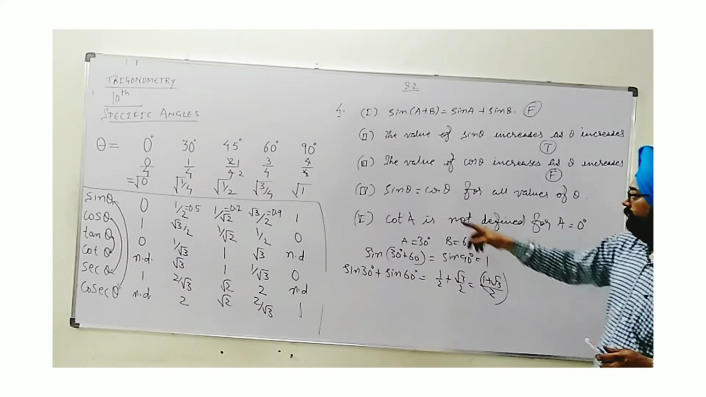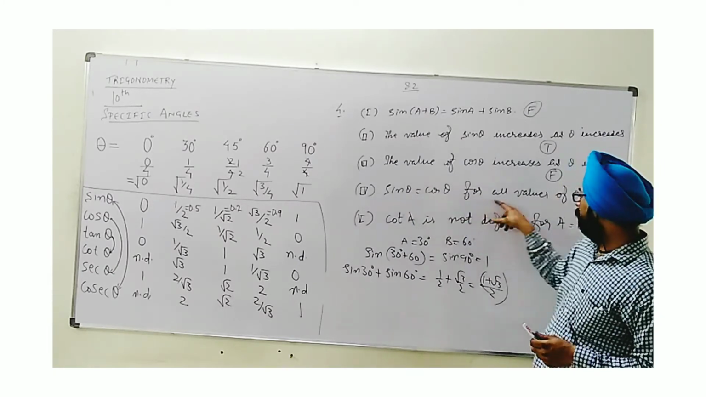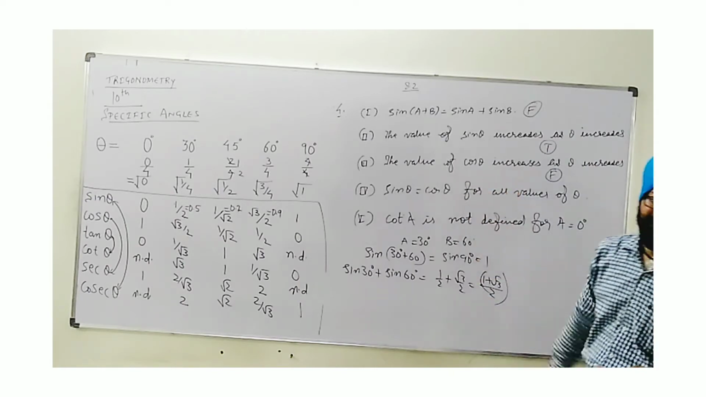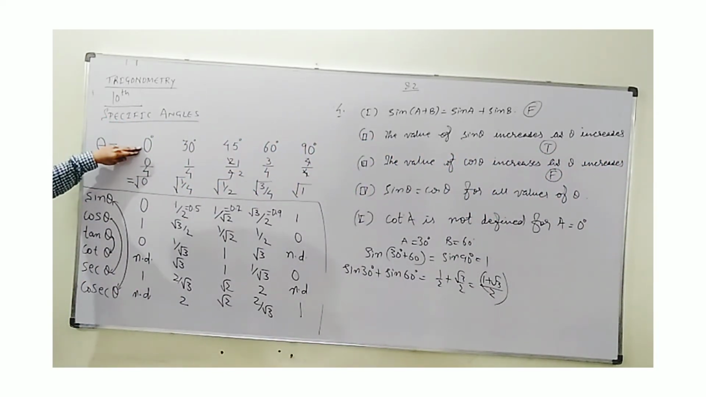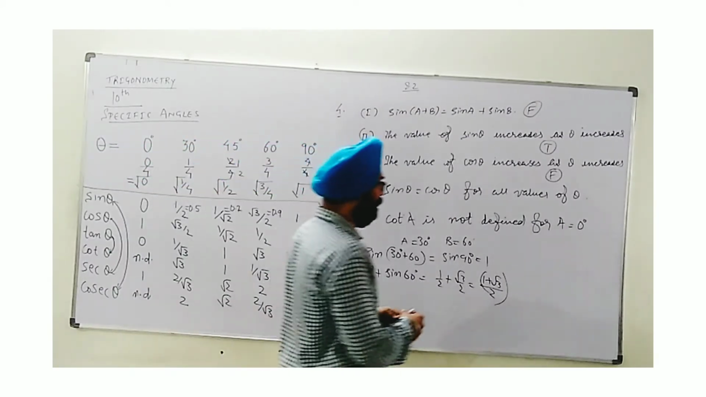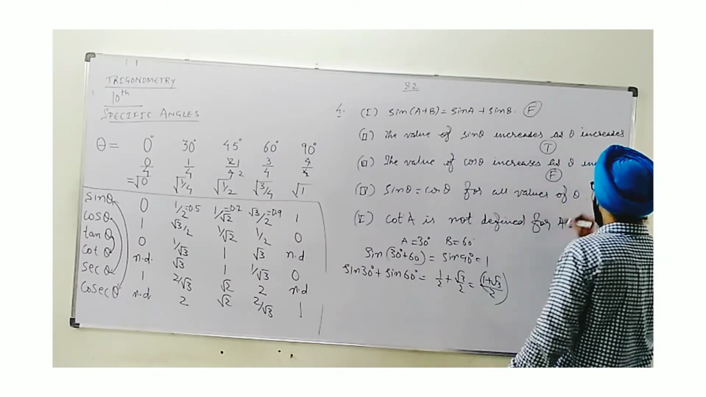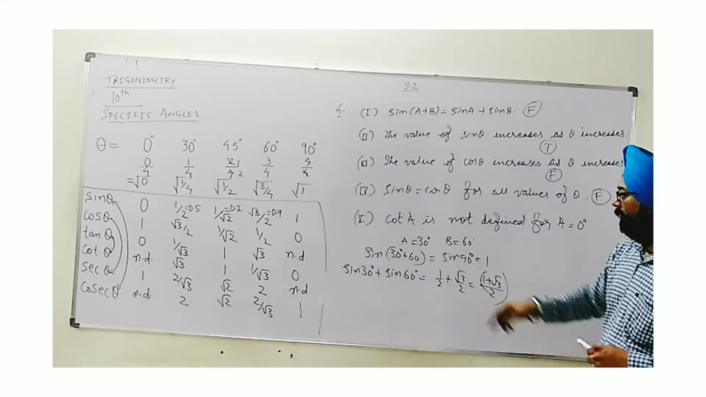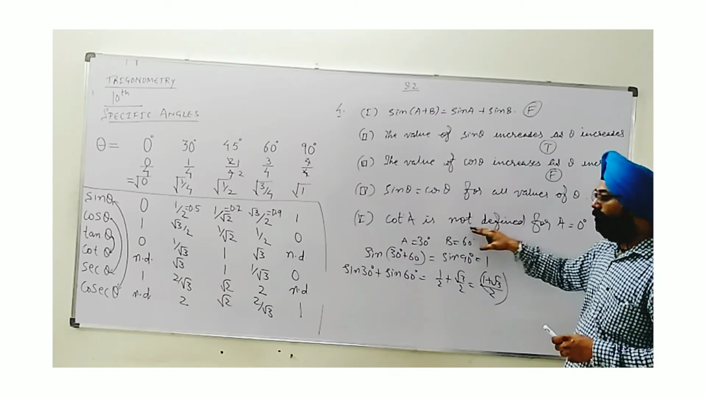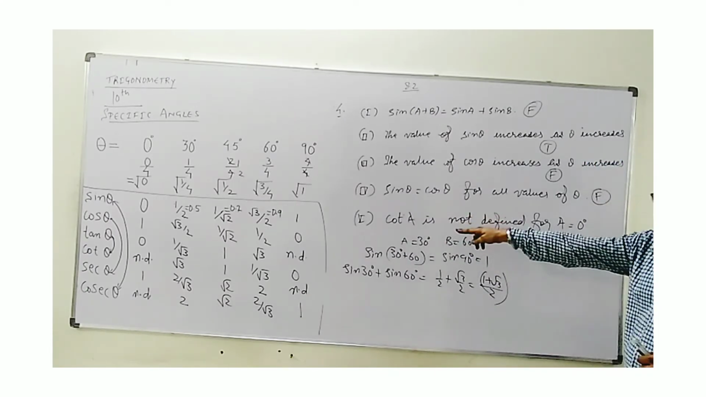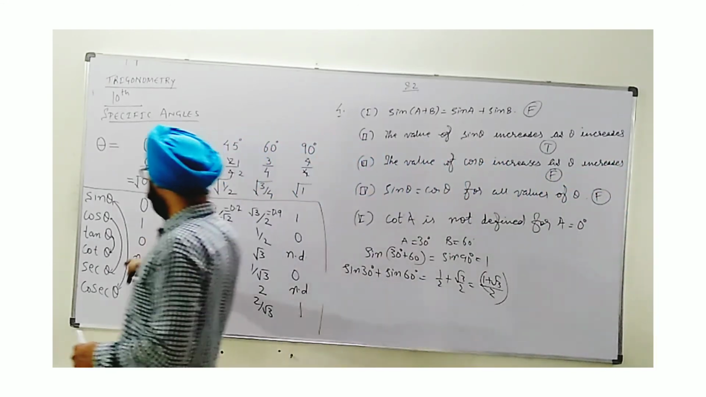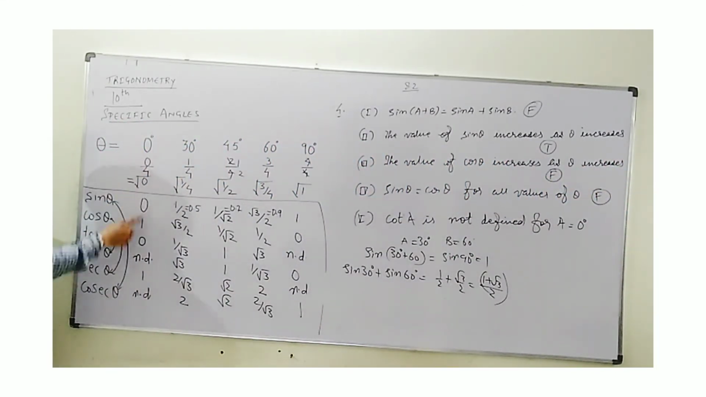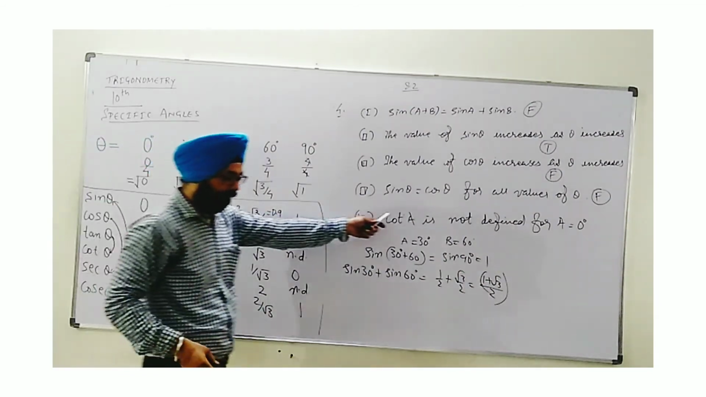Next, sin theta is equal to cos theta for all values of theta. This we can check randomly. For the first value only, when theta is taken 0, sin 0 is 0 but cos 0 is 1. They are different. So again it is false. And the last one: cot A is not defined for A equal to 0. See that table. Cot 0 is not defined. This is true.